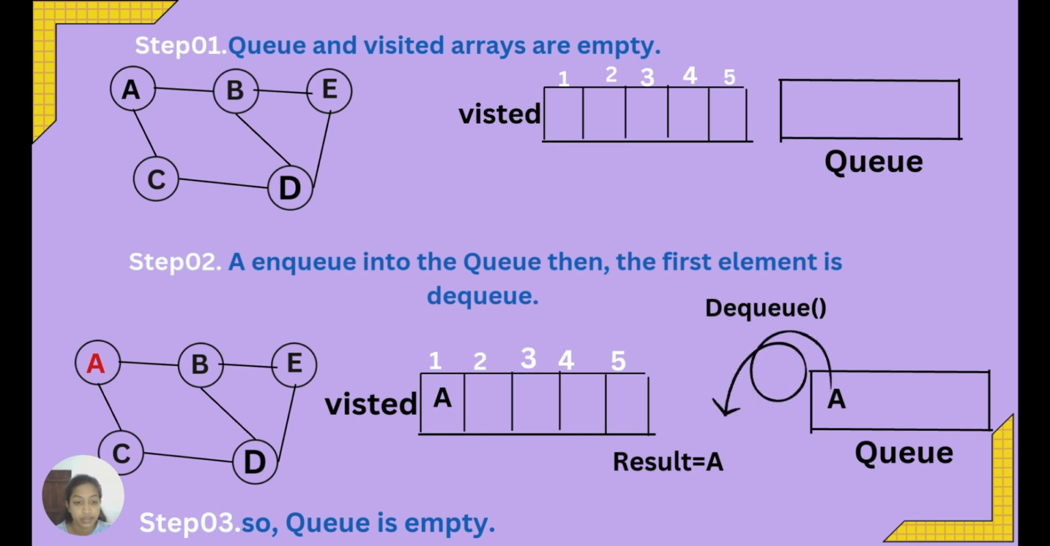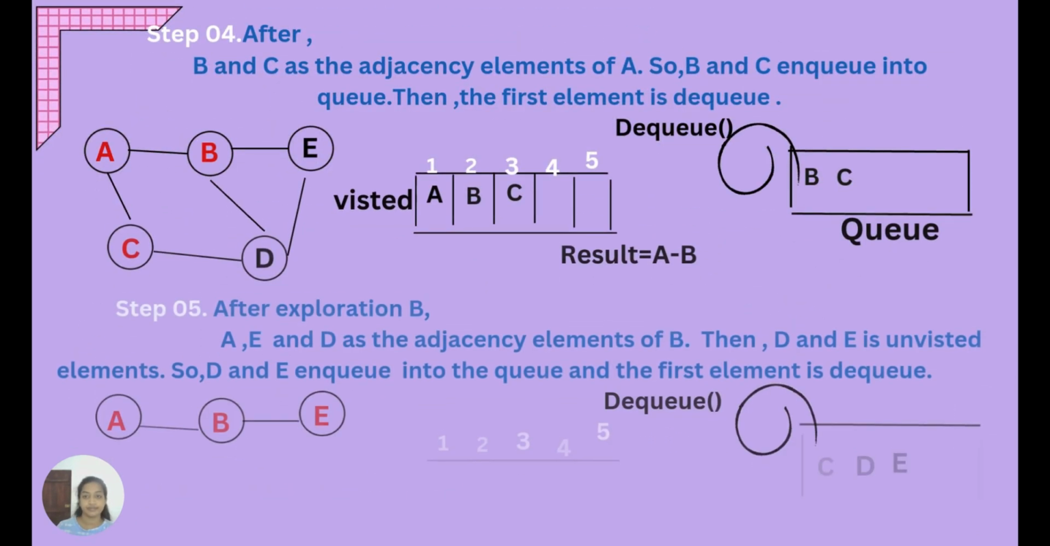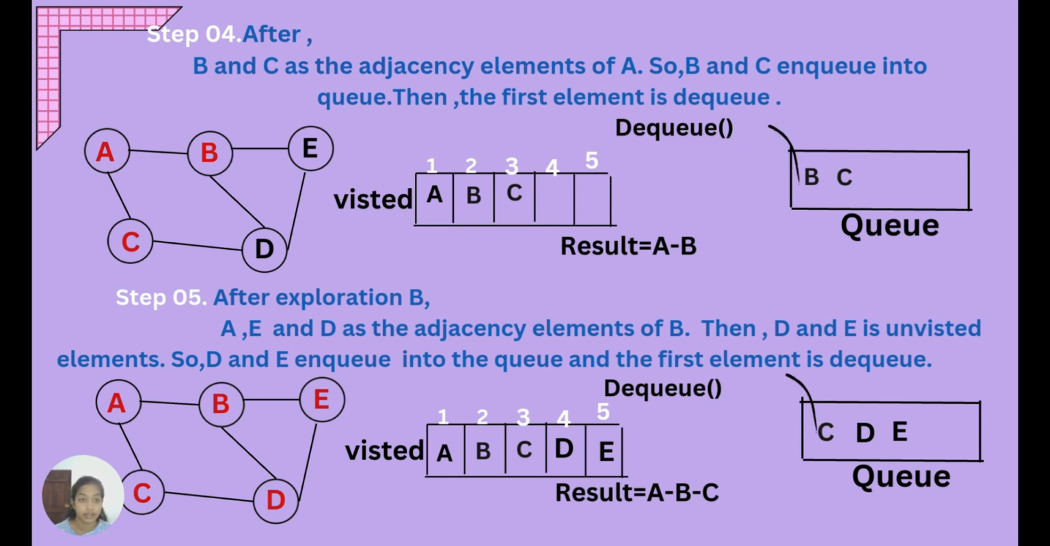Step 3: the queue is empty. Step 4: B and C are the adjacency elements of A. So B and C are enqueued into the queue. Then the first element is dequeued. Visited array is A, B, C. Result is A, B.